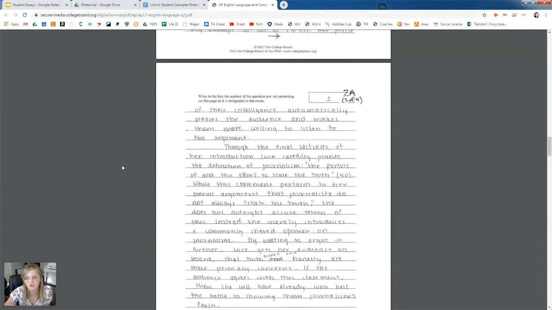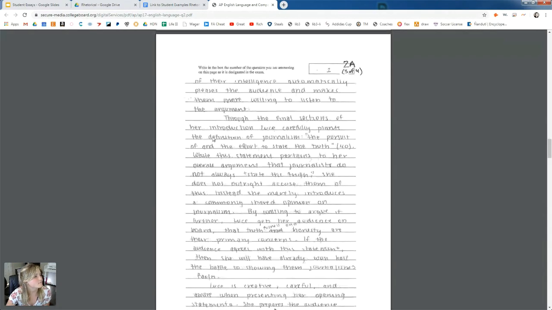Instead of just saying, like, she used a paradox, this is how it helped, she used this paradox here, and this is how it ties it. So they're doing a good job of that part. Through the final section of her introduction, Luce carefully plants the definition of journalism, the pursuit of what, and the effort to the state of truth.